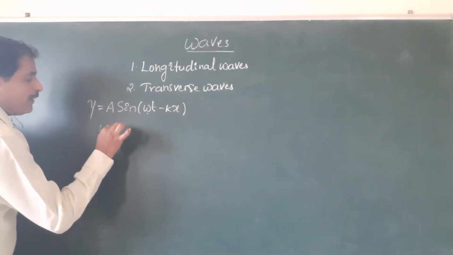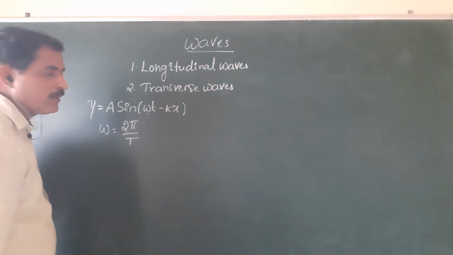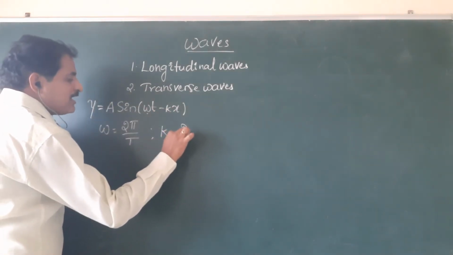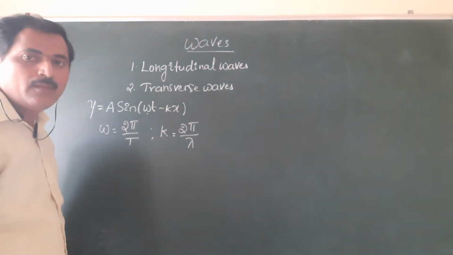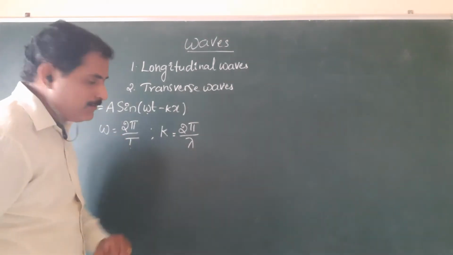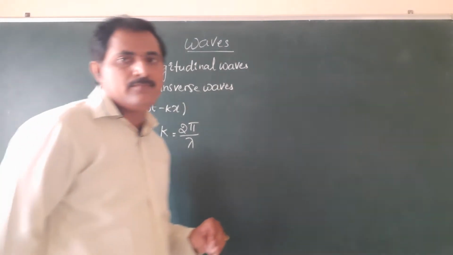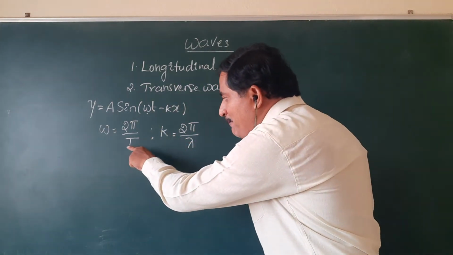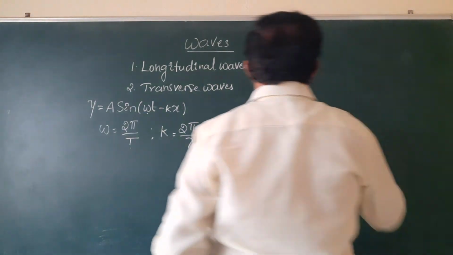Angular velocity omega is equal to 2 pi by T, and propagation constant k is equal to 2 pi by lambda. Here capital T is called the time period and lambda is called the wavelength. Now we will explain what are amplitude, wavelength, and time period.